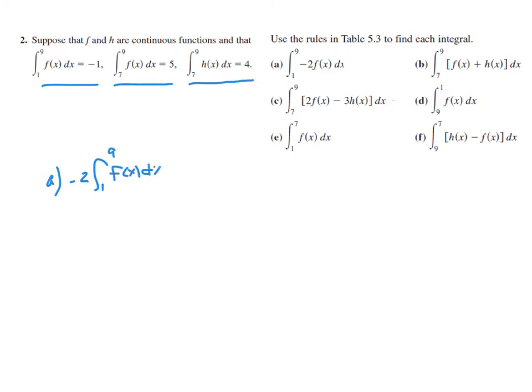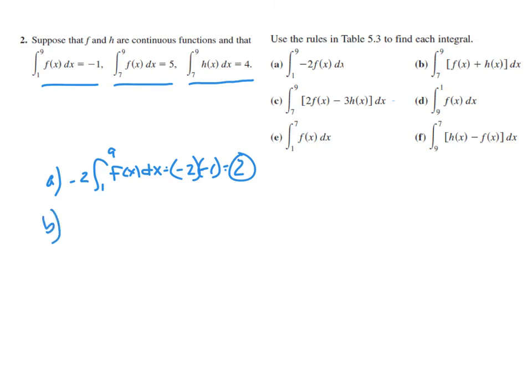So, and then I go up and take a look. What is the integral from 1 to 9 of f of x? Well, that's negative 1. And so negative 2 times negative 1 obviously gives me an answer of 2. And that's it. That's all we're doing.